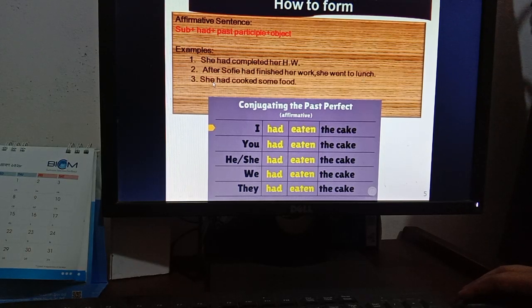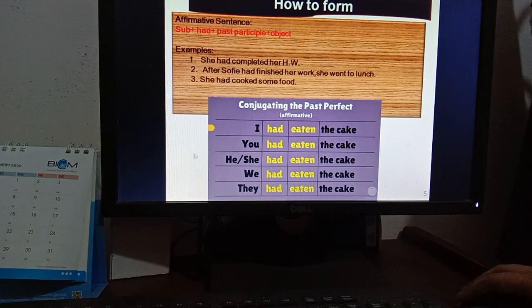Then number 3, she had cooked some food. Okay, so there is only one action and this is past perfect tense, and you can see this is following the structure. So she is the subject, then had according to the structure, then cooked is the past participle form of the verb cook, then some food is the object. Okay, so you have to memorize this structure. The structure is subject plus had plus past participle form of the verb plus object. This is for affirmative sentence. Affirmative sentence means positive sentence.